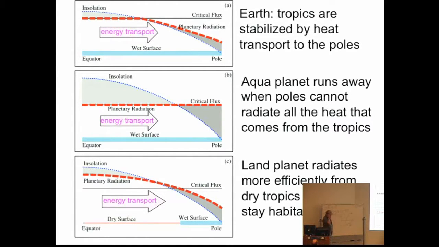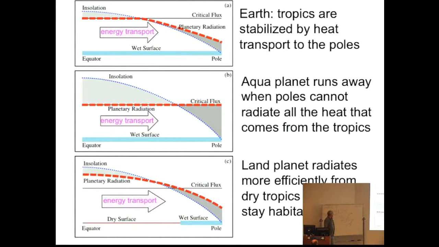Land planets are different because they can radiate more efficiently from the tropics because the tropics are bone dry. Because they are dry, they can radiate at a rate higher than the runaway greenhouse threshold because it's not governed by the physics of water vapor, which is not saturated.